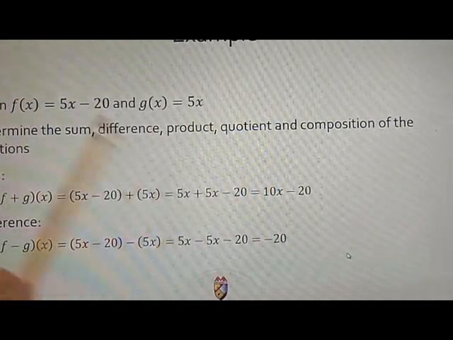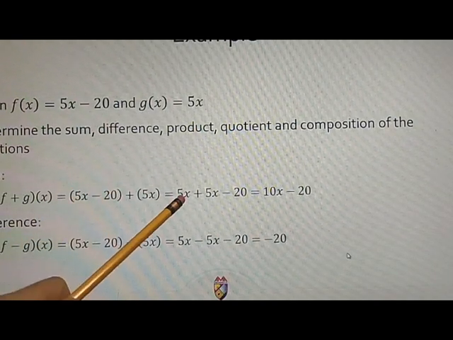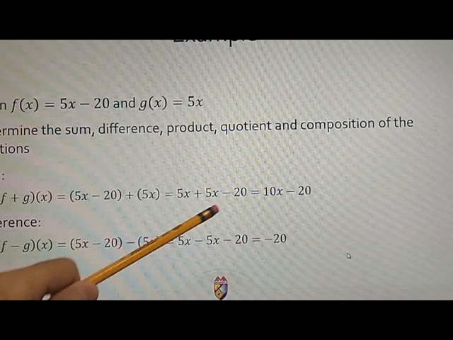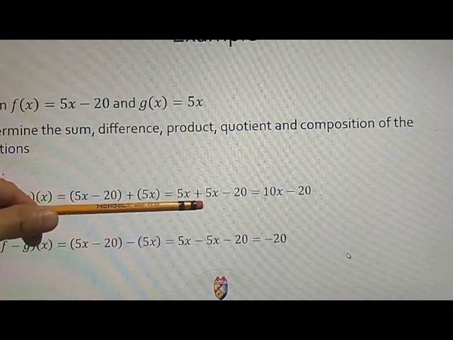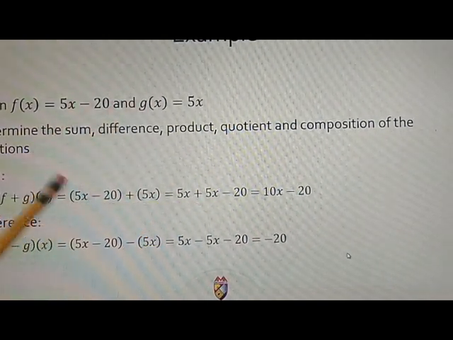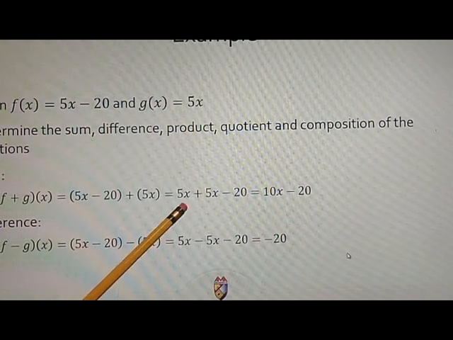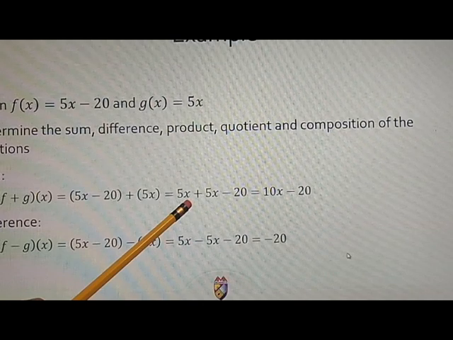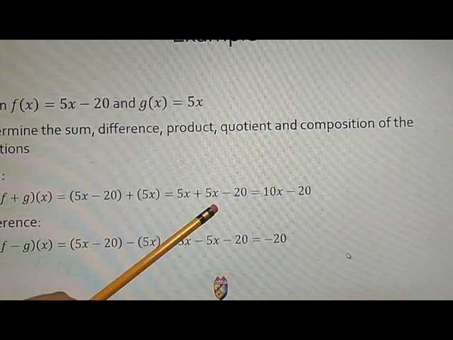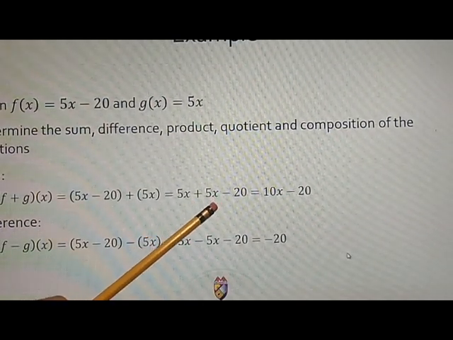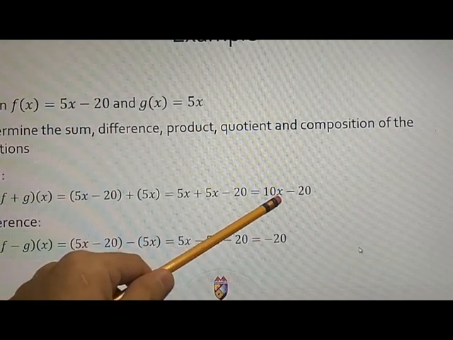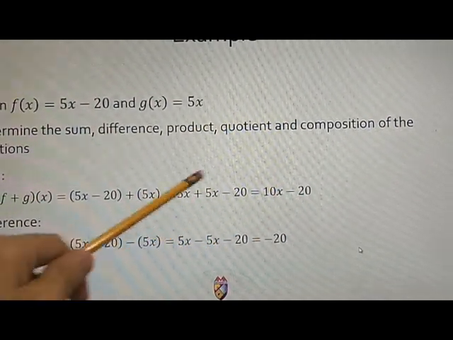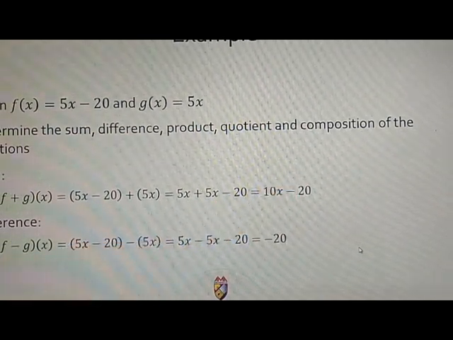Okay? So, for us to be able to add directly, para hindi nakakalito. Okay? So, ganun ang ginagawa natin. Pinagdidikit natin yung like terms. Okay? So, yung like terms here is the 5x, 5x. Okay? Pareho silang merong variable na x. Okay? So, this is equal to 10x minus 20. Okay? So, 5x plus 5x is equal to 10x minus 20.